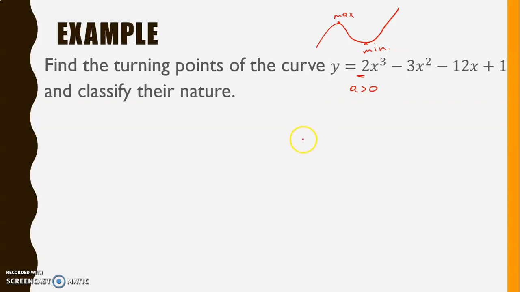Right. How are we going to do this? Well, we've just learned that at the stationary points the gradient is 0. So therefore dy/dx has to be equal to 0. Now what is dy/dx? Well, let's differentiate the function to find out. dy/dx equals, remember, multiply by the power and subtract 1 from the power. So 3 times 2, 6x squared, minus 6x, minus 12. Okay, and we form a quadratic equation.